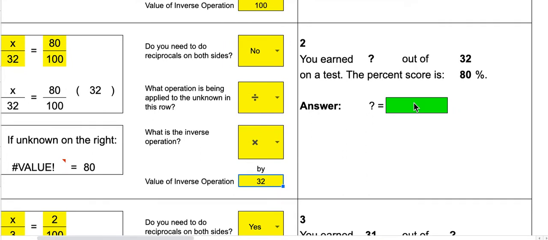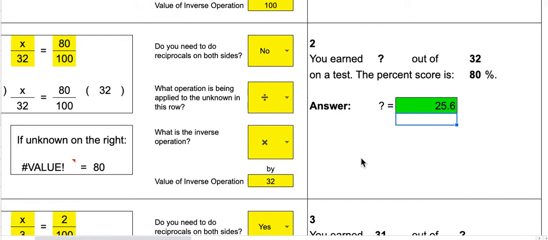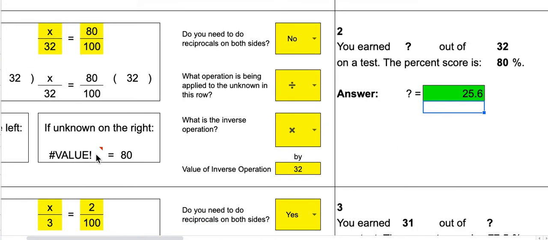So that means 25.6 out of 32 is the same thing as getting 80%. So you'd have to get 25.6 out of 32 to get 80% on that test.